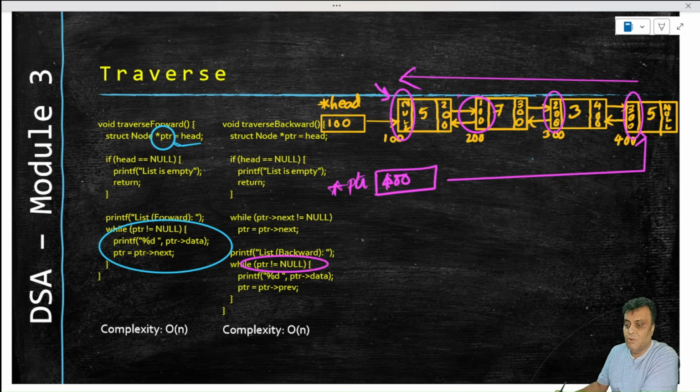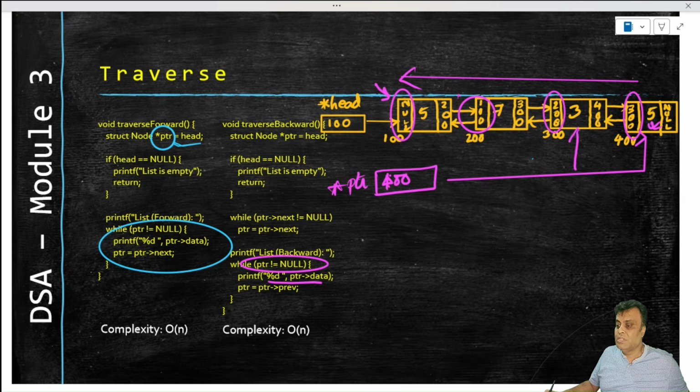Right? So my pointer will be pointing to a particular node, and that node should not be null. When it becomes null, I will stop my loop. Till that time, I will say my pointer, which is 400, that data is what I will print. And then I will say pointer equal to pointer previous.